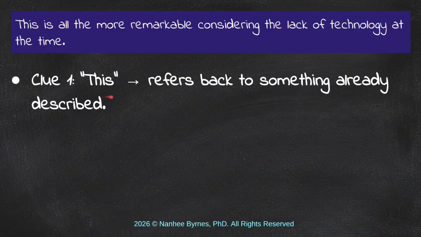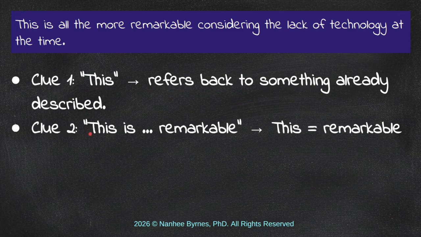First, the word "this" tells us the sentence is referring back to something mentioned earlier. So we immediately ask, what is this? There's another important clue, the verb "is." Because of this linking verb, we know that "this" equals something that is remarkable. In other words, the previous sentence must describe something impressive or remarkable.